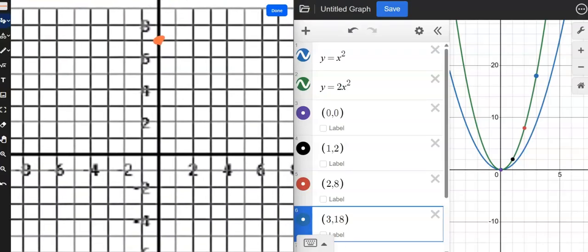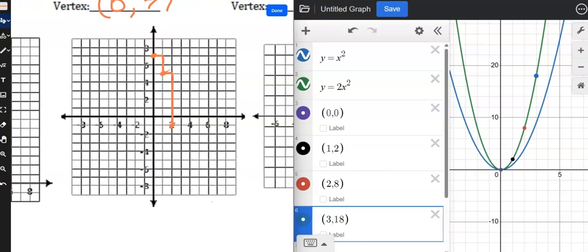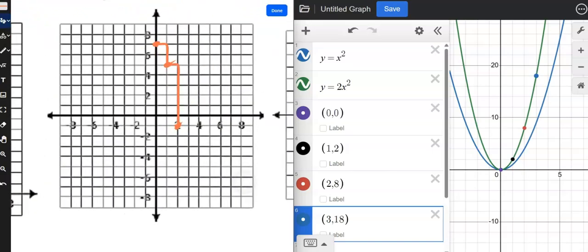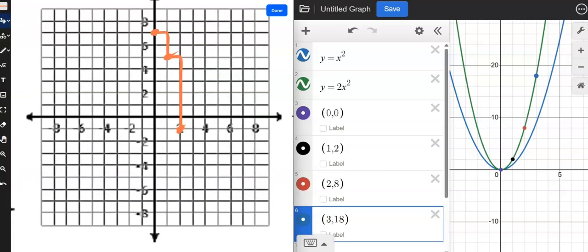All right. Over 1, down 2. Over 1, down 6. It's going to land me right there. Over 1, down 10. That's going to take me way off the graph. All right. So you can put in your axis of symmetry if that helps you to get your points on the other side. But there's your picture.